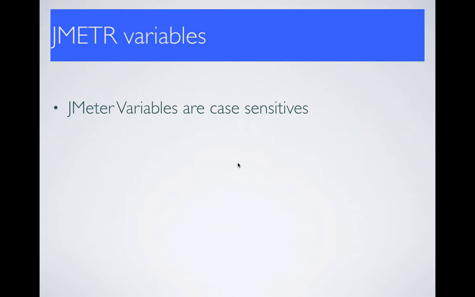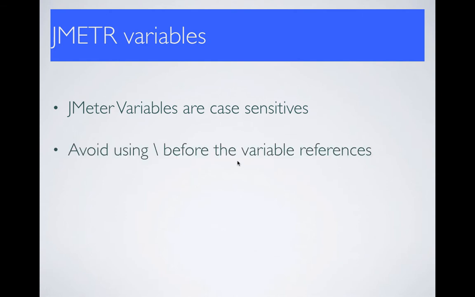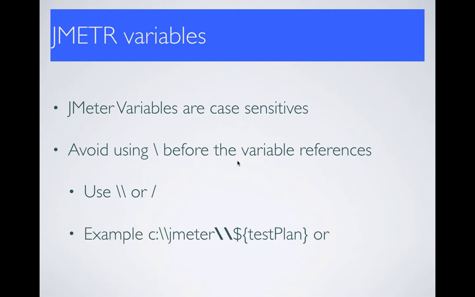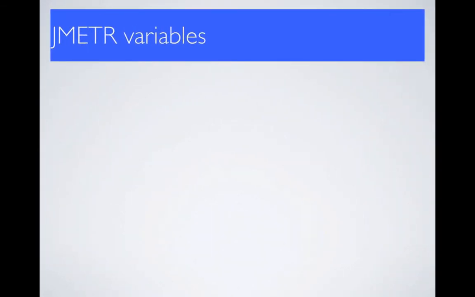Please remember that JMeter variables are case sensitive. Ensure that you understand this while using JMeter variables. Also avoid using a backslash before the variable reference. For example, you should use a double slash or forward slash in that case, or you can use this one.